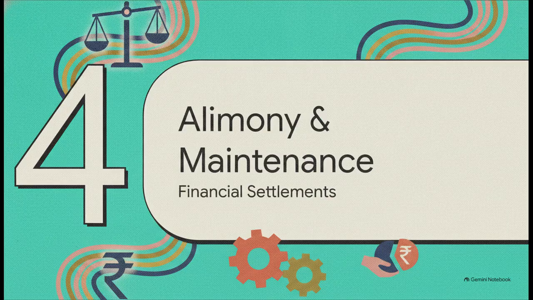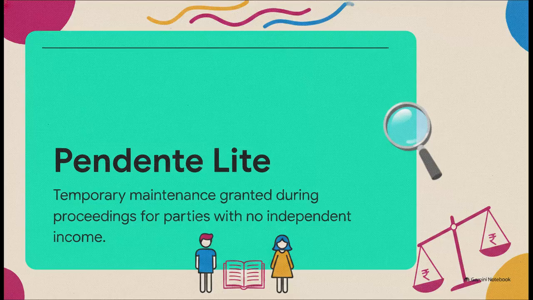Finally, let's bring it home with Section 4, alimony and financial maintenance. You've got to make sure you emphasize this in your exam. Section 24, which is also known as pendente lite, is strictly for temporary maintenance. It only applies while the legal proceedings are actually ongoing. And here is a really vital point you want to highlight. It is completely gender neutral. It's available to either the husband or the wife as long as they can prove they don't have enough independent income to support themselves or cover those hefty legal expenses.